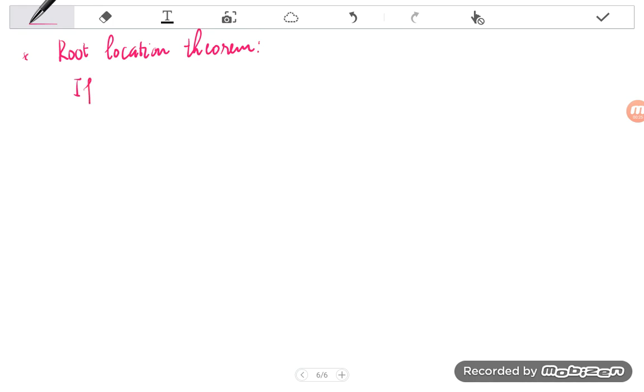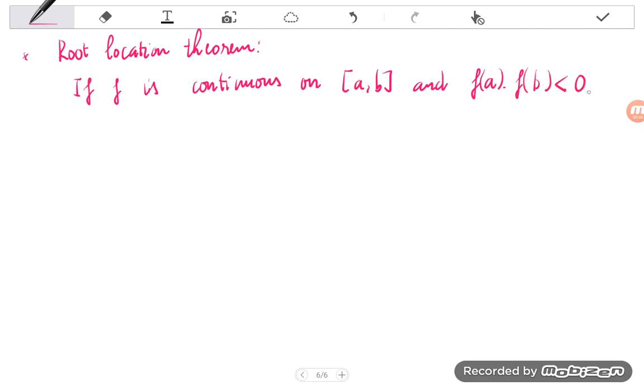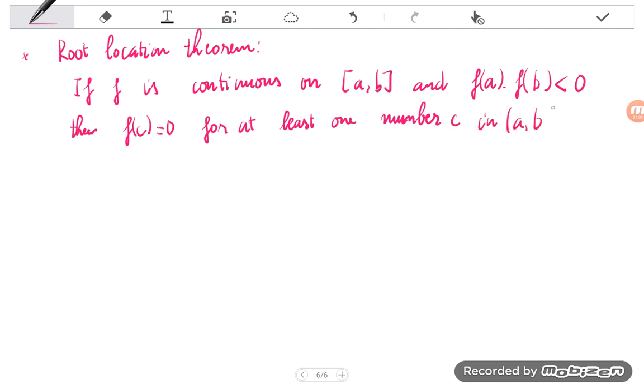This theorem is stated as follows. If the function f is continuous on the closed interval [a, b] and f(a) times f(b) is less than 0, then we have f(c) equals 0 for at least one number c in the open interval (a, b).